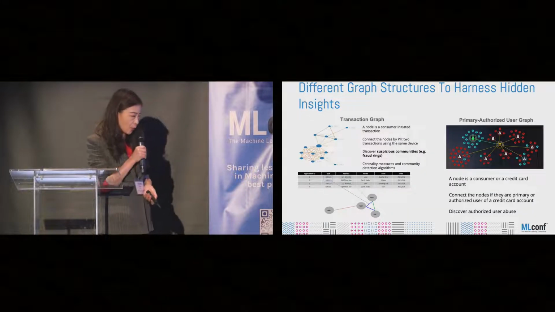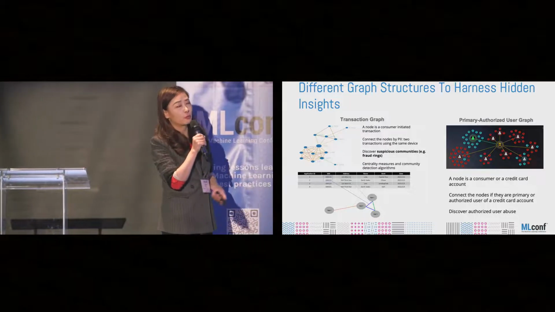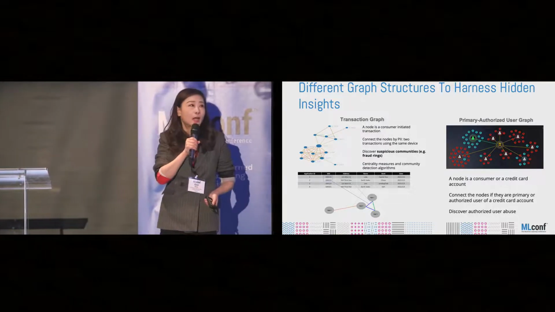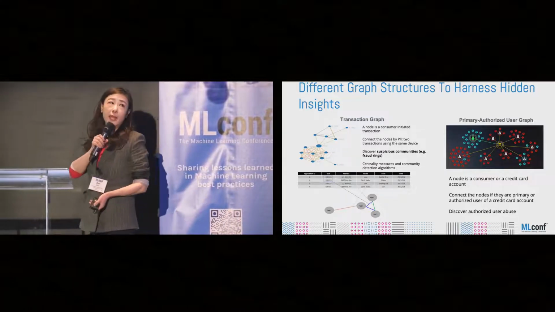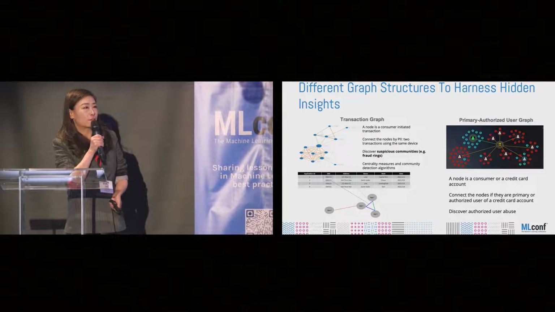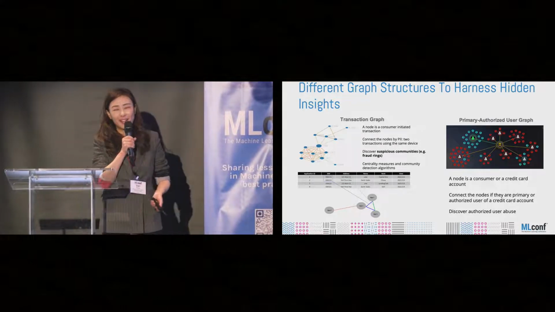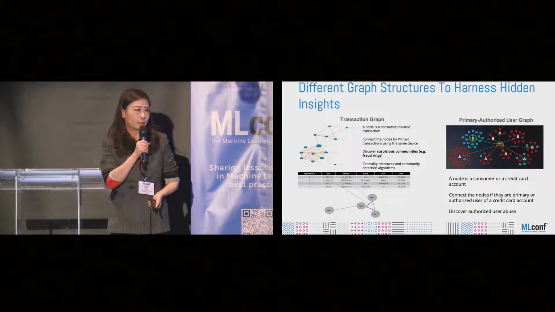All right, so there are two types of graph structures we researched: the transaction graph and the primary authorized user abuse graph. Today, I'm going to focus on the transaction graph because the second one does require domain knowledge to explore.